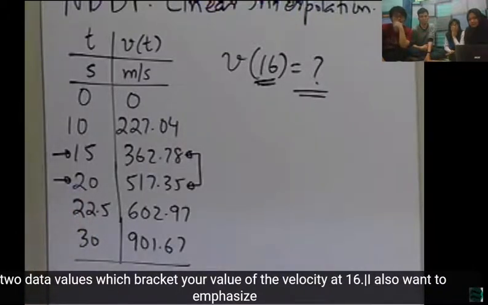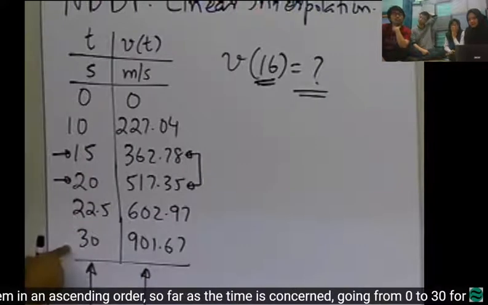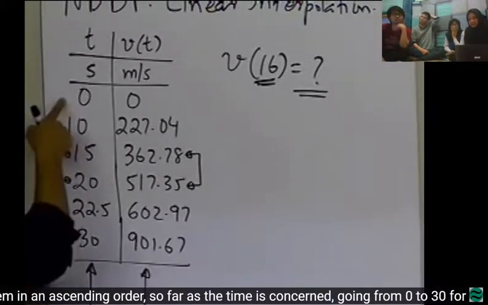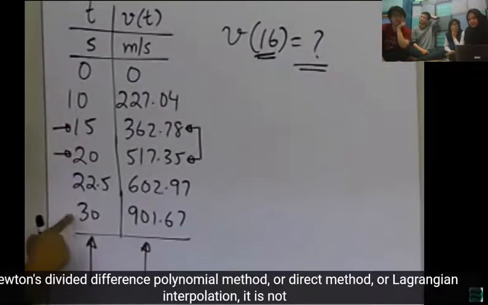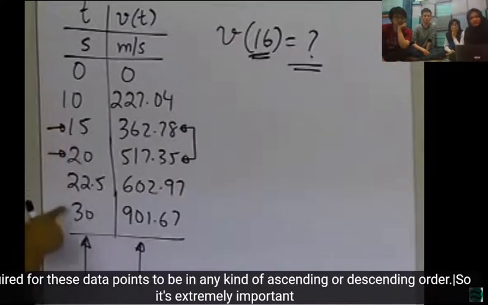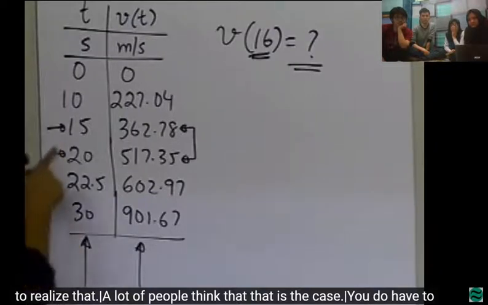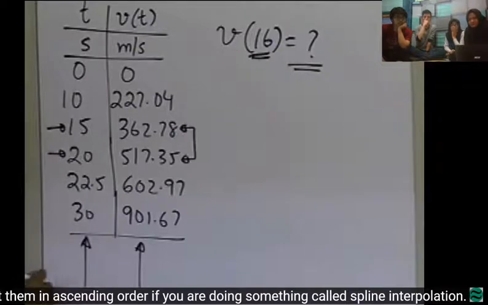I also want to emphasize that these data points which are given to you here, although we are giving them in an ascending order so far as the time is concerned, going from 0 to 30, for Newton's divided difference polynomial method or direct method or Lagrangian interpolation, it is not required for these data points to be in any kind of ascending or descending order. So it's extremely important to realize that. A lot of people think that that is the case. You do have to put them in ascending order if you were doing something called spline interpolation.